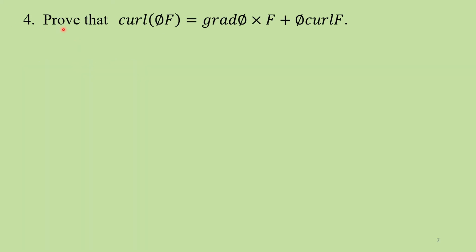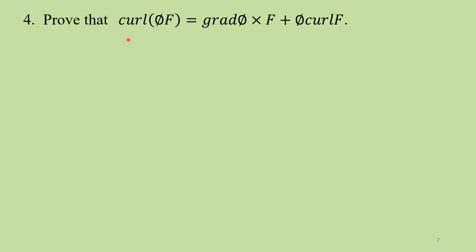Now let us take the fourth identity. Prove that curl of a scalar multiple of a vector, that is curl of phi into f, is equal to grad phi cross f plus phi times curl f. And the proof of this identity follows the same line as the third identity.